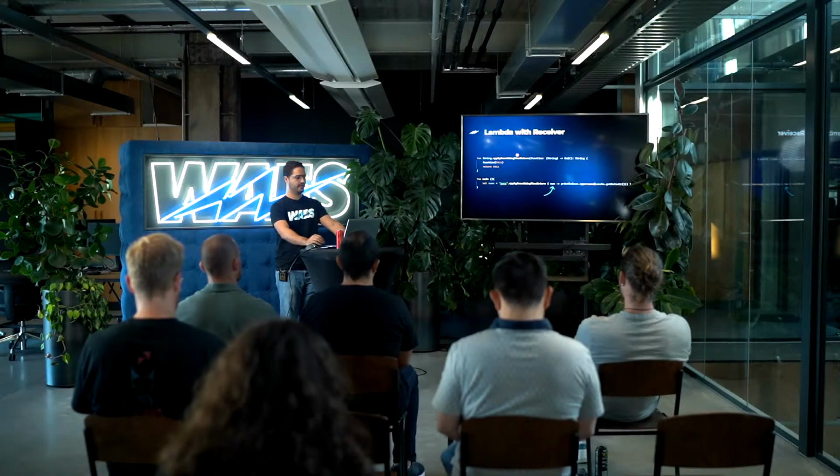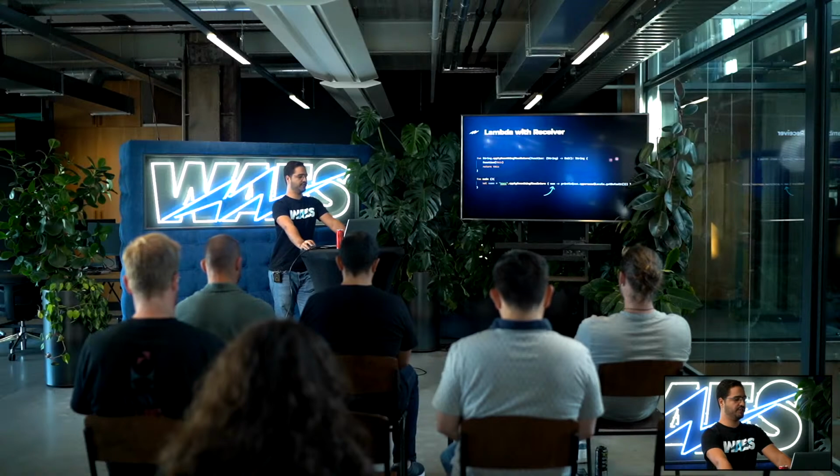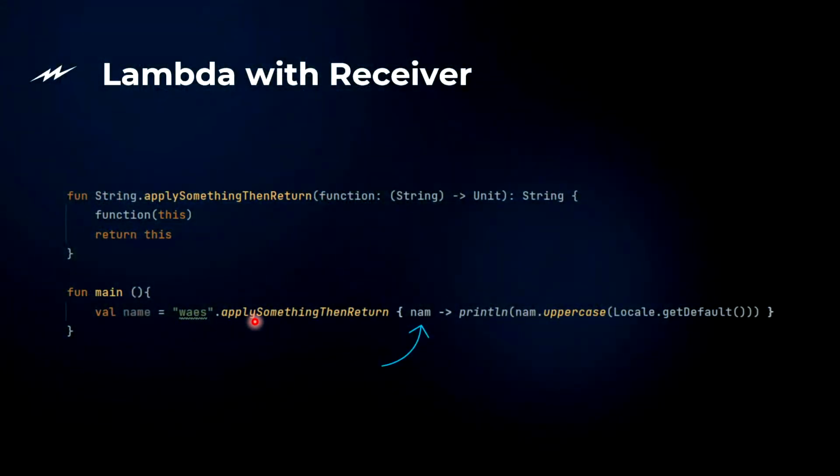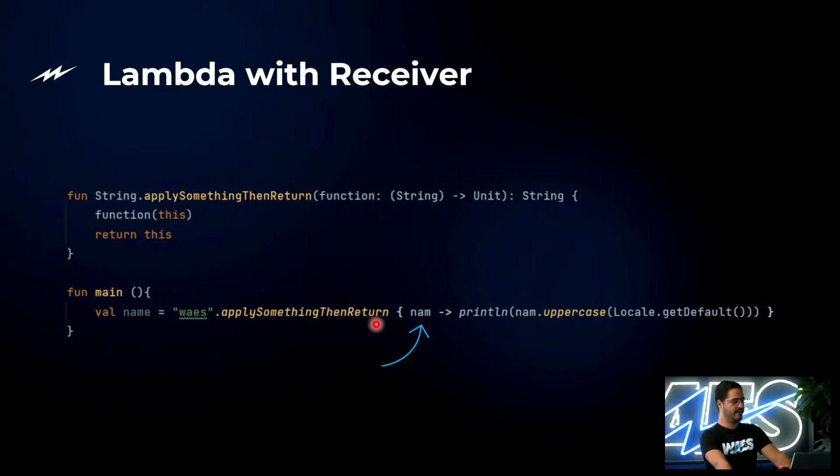Let's see this scenario. So you have a function here that applies something to a string. The string is WAES, and you apply something in return. And you see here, this is a lambda function inside another function. So I see the higher order. And then I'm passing an anonymous parameter called name, which is the name. And then I'm finally calling the uppercase function inside to get it in uppercase.